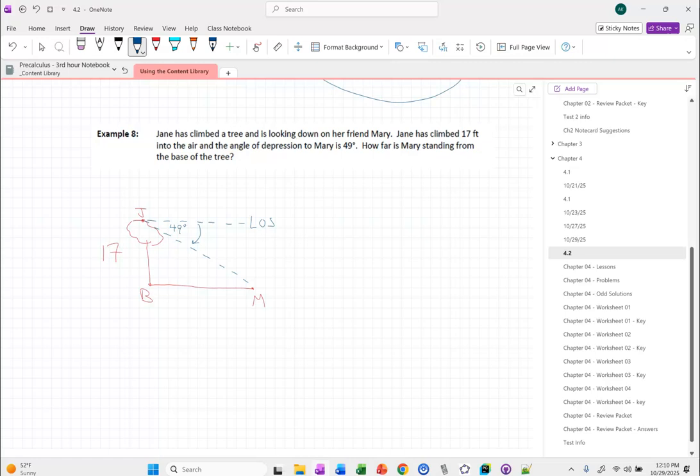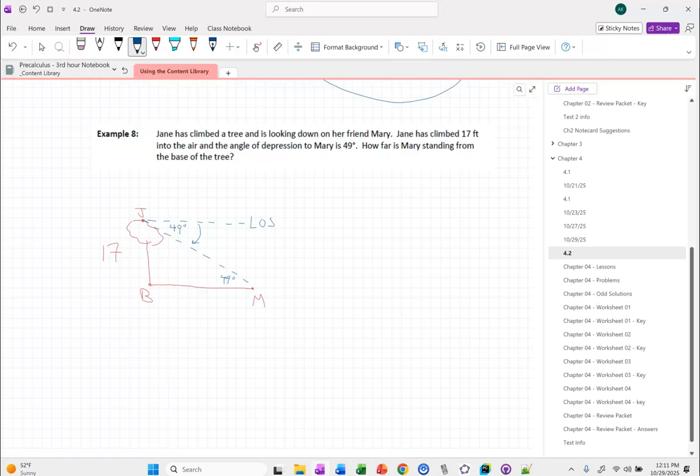Now, what other angle is going to be congruent to the 49 that we've labeled? Well, we should be specific. You should say BMJ. This angle would also be 49 degrees because of what we know about parallel lines.